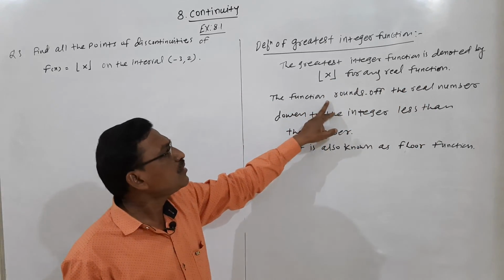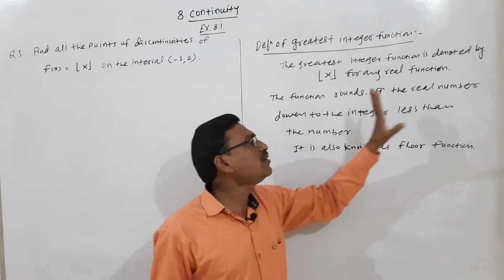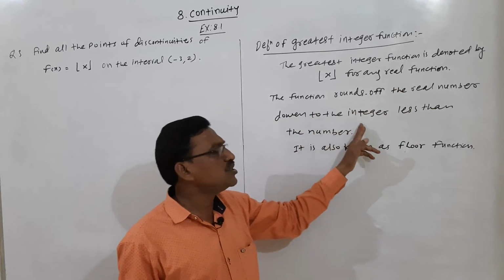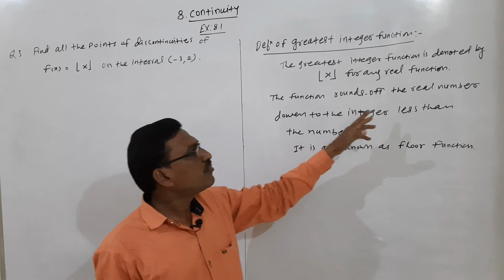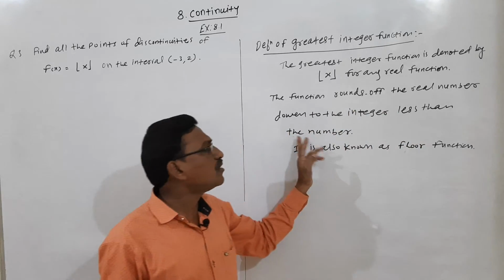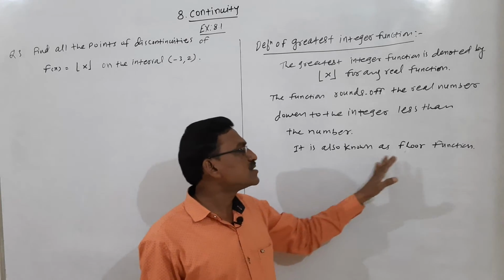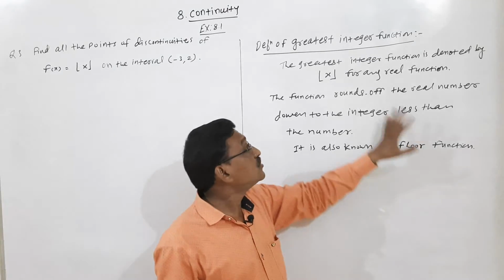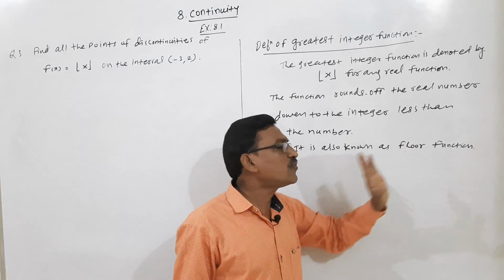The function rounds the real number down to the integer less than or equal to the number. It is also known as the floor function. This greatest integer function is also known as the floor function.